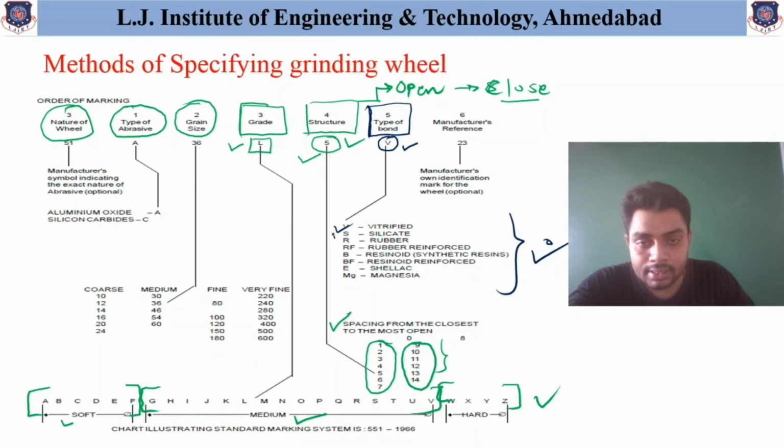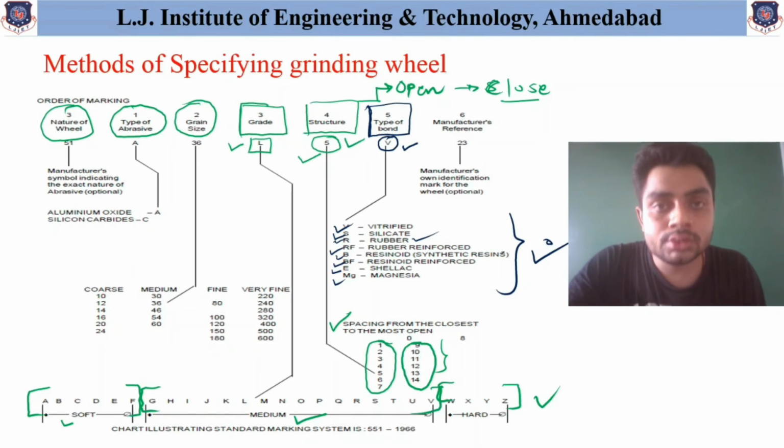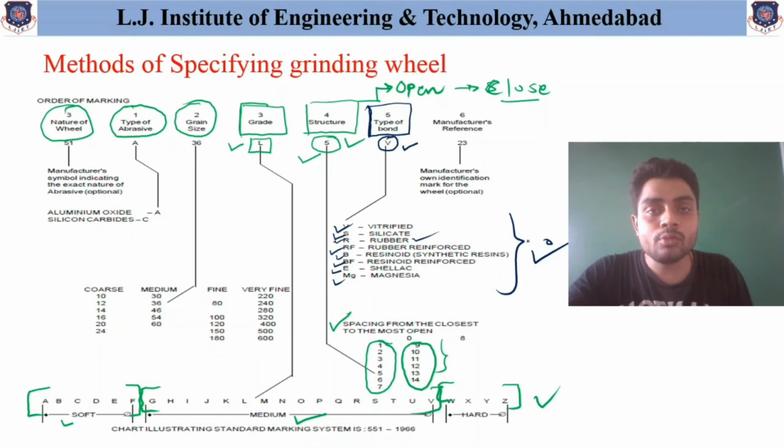You can read from over here, this V indicates the vitrified bond. If the letter S is used, then it is called the silicate bond. If the letter R is used, then it is called the rubber bond. If RF is used, then it is called the rubber reinforced bond. If B is used, then it is called the resinoid bond. If BF is used, then it is called the resinoid reinforced bond. E indicates the shellac material and Mg indicates the magnesia. So based on the notation used, you can understand which type of bond is available in that grinding wheel.